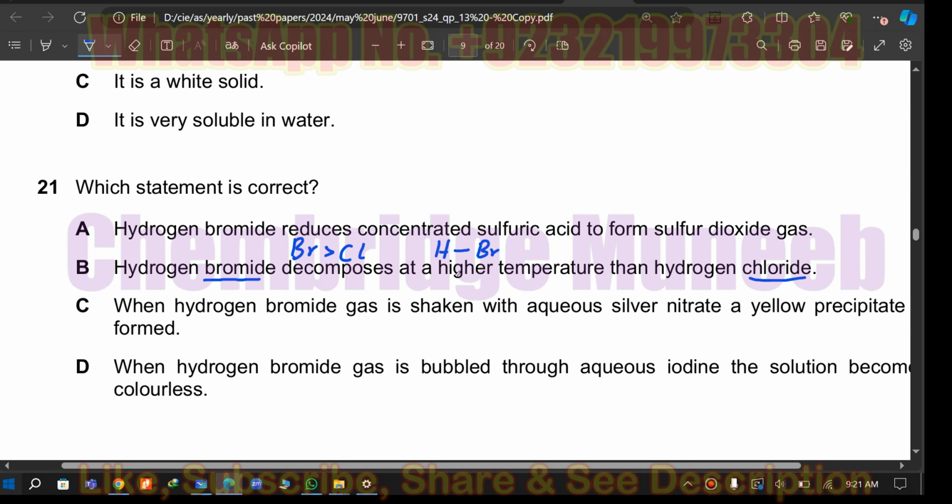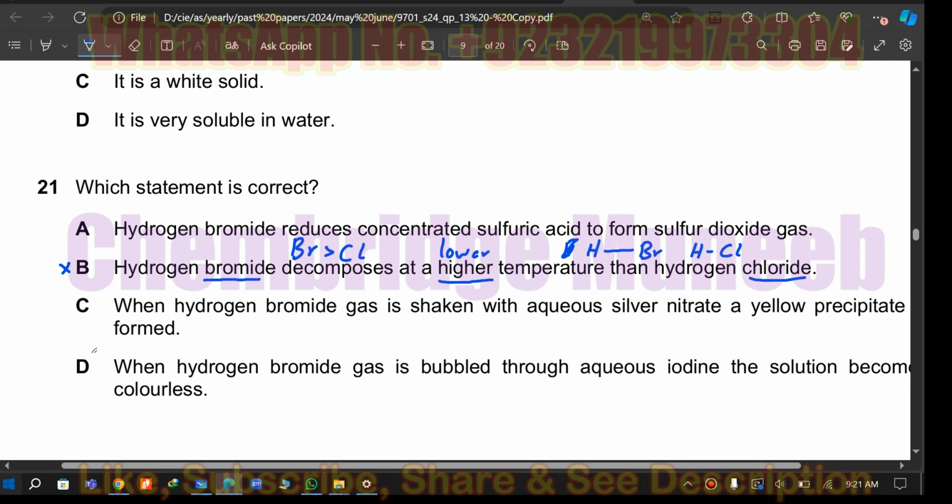The greater bond length means the temperature required for the breaking of hydrogen bromide should be less. It should be a lower value, not a higher value, because the bond length of HBr is greater than the bond length of HCl. So it is incorrect.